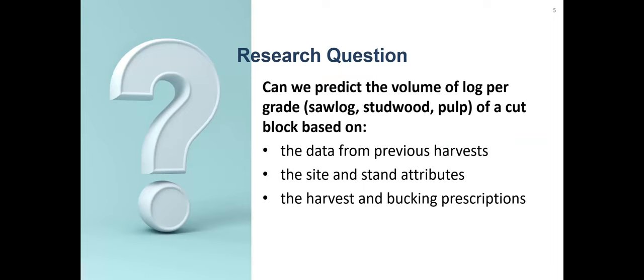So using this, the research question we have is, can we predict the volume of logs per grade, sawlog, studwood, and pulp, on a cut block based on the data from previous harvests, the site and stand attributes, and the harvest and bucking prescriptions? So as a difference from, I would say, more standard traditional forest inventory, we're not interested in the standing stock, we're instead interested in the harvest stock in sorts. And that's very key information for the management of the operations of the supply chain.